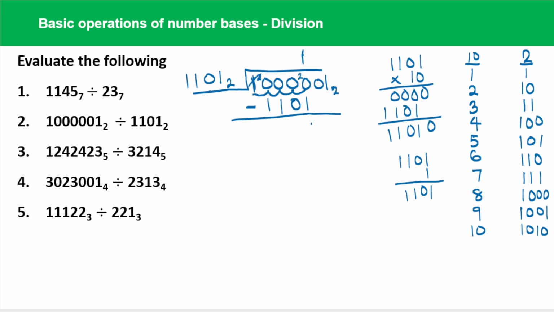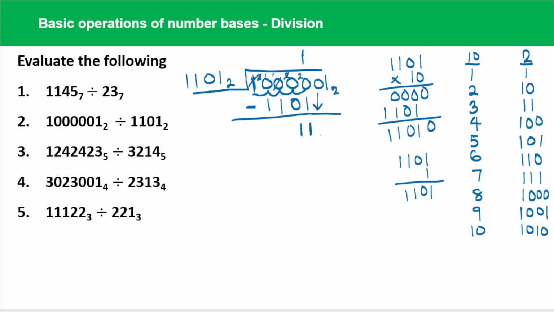2 minus 1 will give me 1. This is remaining 1 because we have borrowed from this 2. So this is remaining 1. 1 minus 0 is still 1. We have also borrowed from this. This is remaining 1. 1 minus 1 is 0. I've also borrowed from this. This is remaining 1. 1 minus 1 is 0. So now our remainder will be 11.